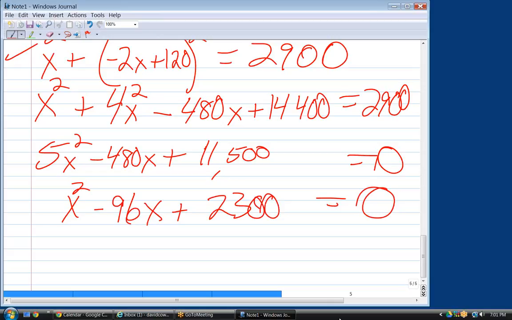Factors of 2,300 that subtract to 96? I don't think so. Well, maybe. No, they have to add to 96. Well, that ain't going to happen. 15 times 15? No, that's not even close. 80 times 10? Not even close. It seems to me that it has to be imaginary solutions.